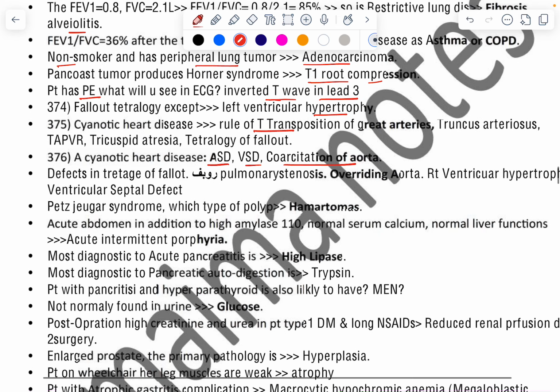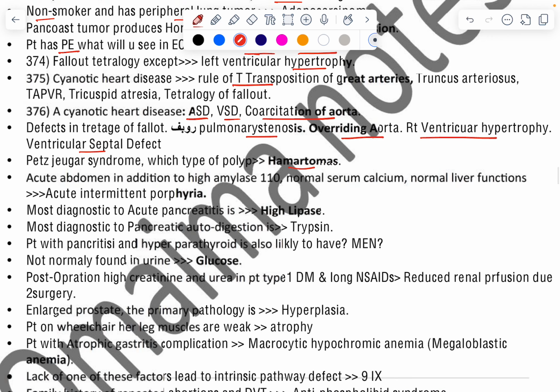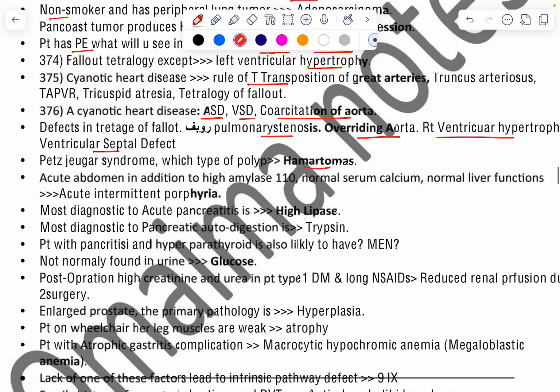Defects in tetralogy of Fallot: pulmonary stenosis, 1. overriding of aorta, 2. right ventricular hypertrophy, 3. VSD. Peutz-Jeghers, hamartomatous polyps. Acute abdomen, high amylase, normal calcium, normal liver function, porphyria.